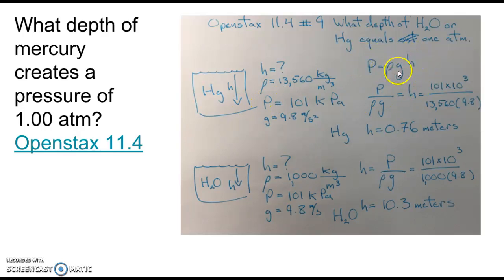So the important mathematical model is pressure equals rho g h, density times the acceleration due to gravity multiplied by the column height. And we're just rearranging for h, so pressure divided by rho g. Atmospheric pressure is 101 kilopascals. The density of mercury is 13,560 kilograms per cubic meter and g is 9.8 meters per second squared. So hit the buttons on the calculator and you'd get about 3/4 of a meter of mercury, 0.76 meters.